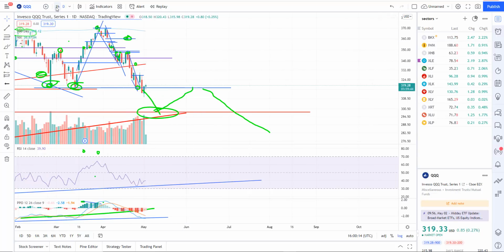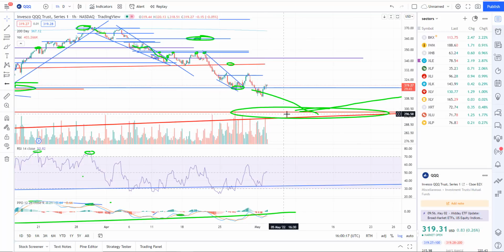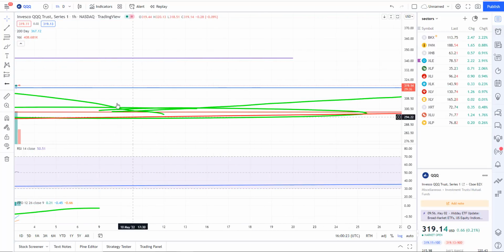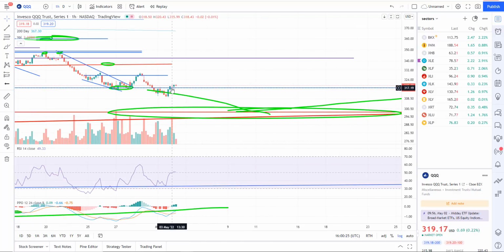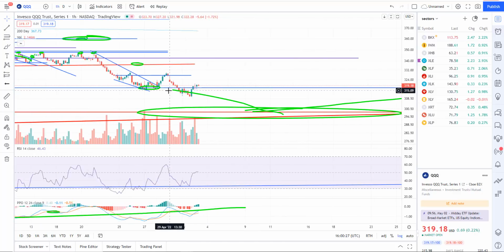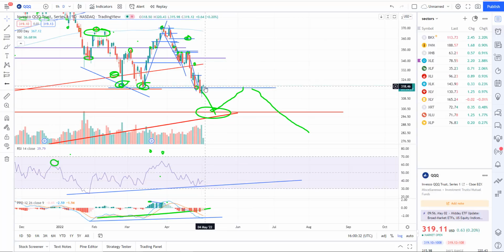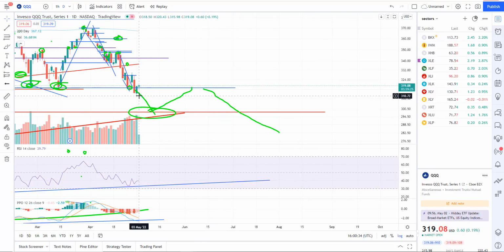If I go to the hourly chart here on triple Qs, the tech sector, yesterday towards the end of the day, pretty impulsive rally. However, it did just rally right up into our resistance level, about 318. Back to the daily for that. Yeah, it was about 318, and that's pretty much where it rallied yesterday. Even though it felt pretty impulsive, it just rallied right up to resistance.